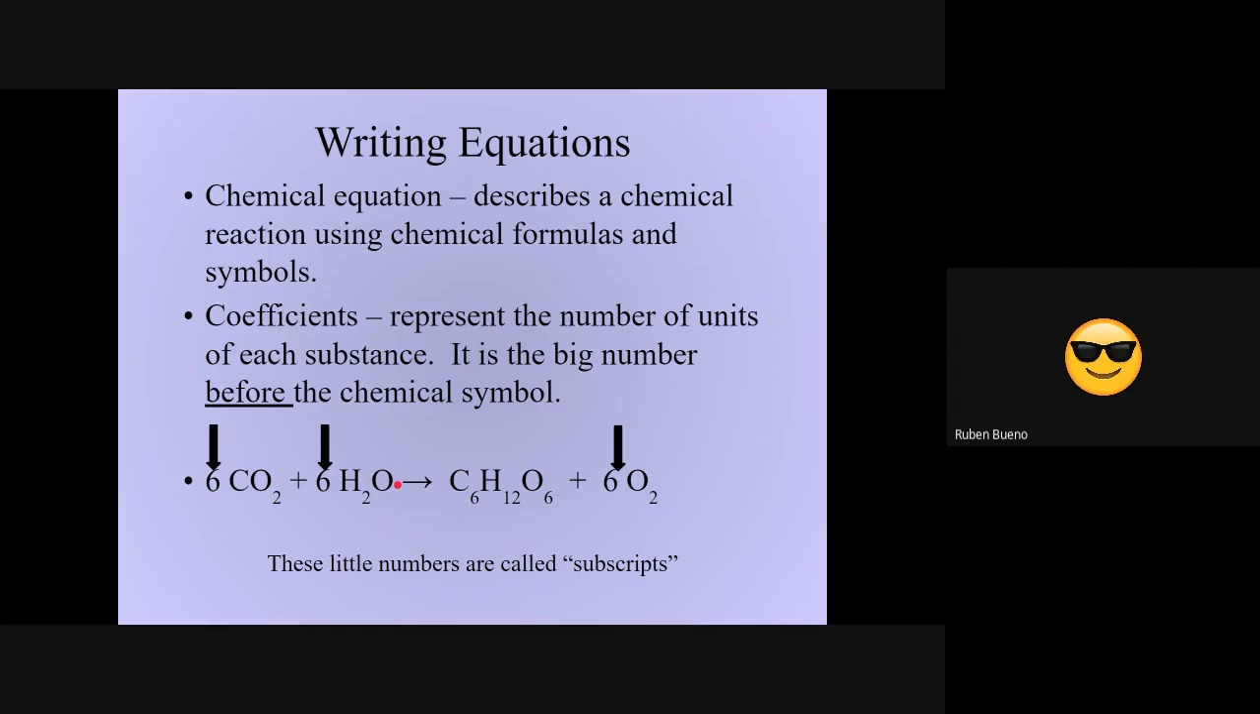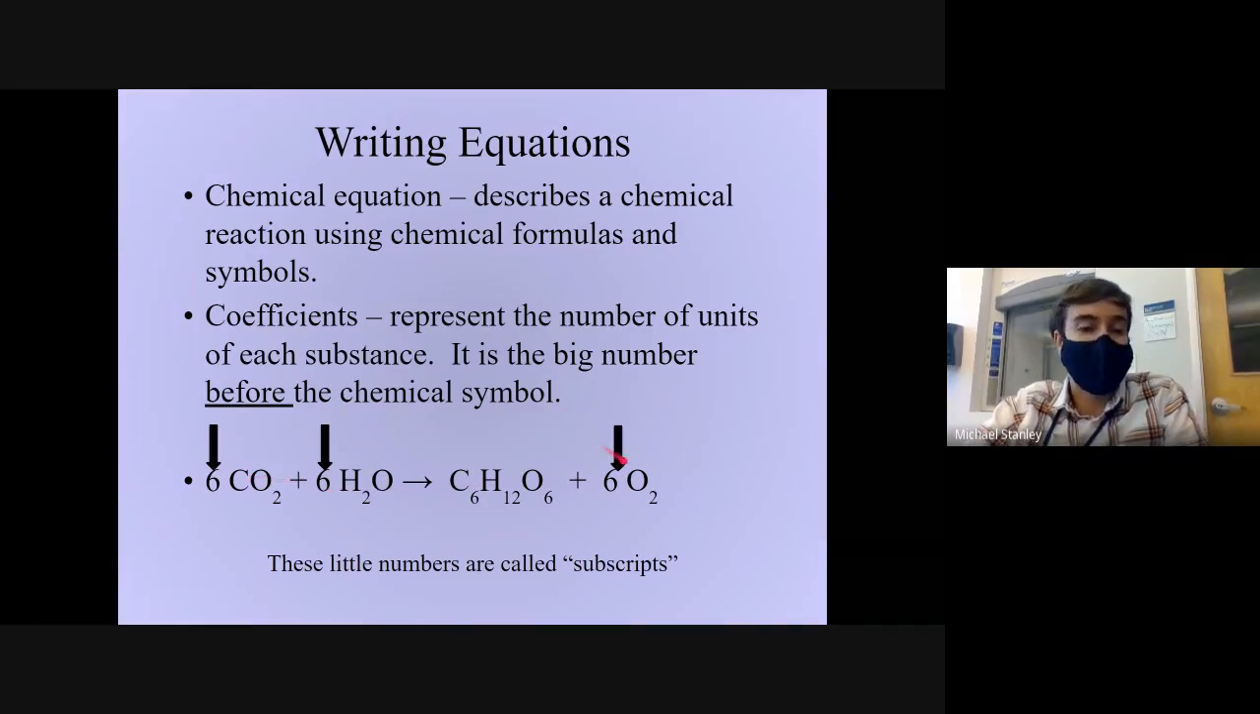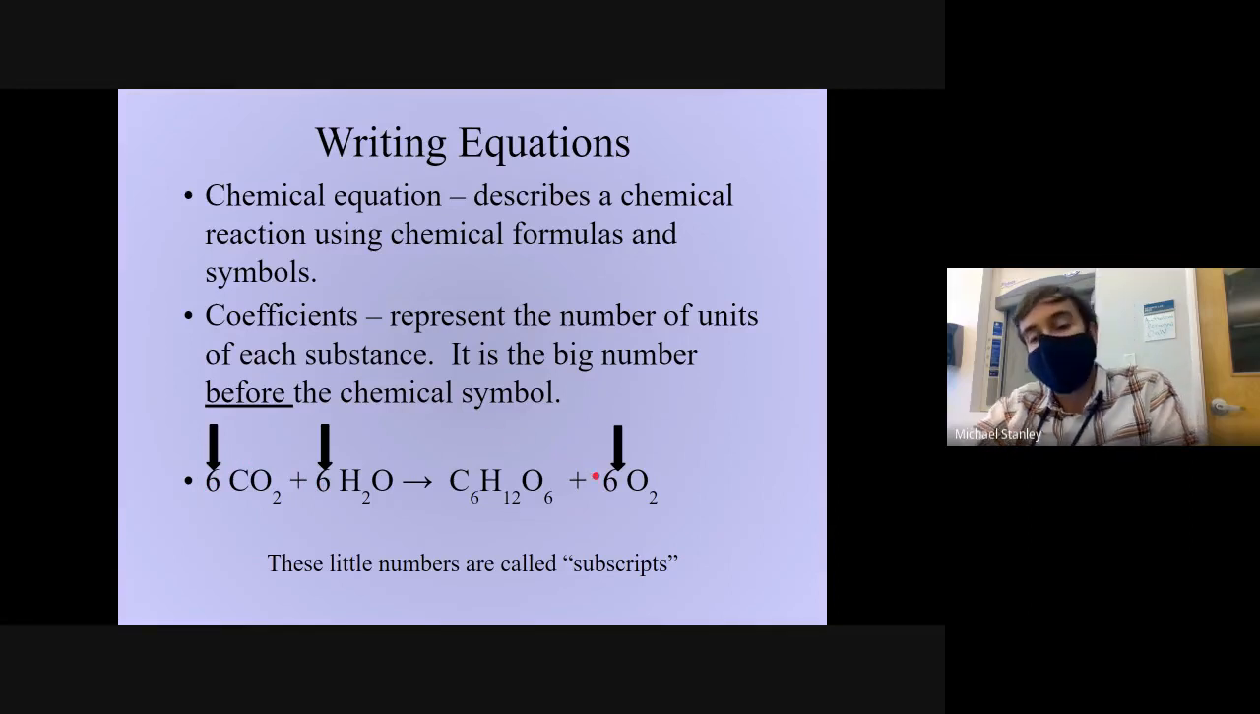But how do you know how to separate the 6O2? That's actually what we're going to talk about today: how do you take the base chemical reaction of CO2 plus H2O makes glucose and O2, and figure out that this needs a 6 and this needs a 6 and this needs a 6? How do you figure out exactly how many carbon dioxides, how many waters, how many O2s you need in your equation?